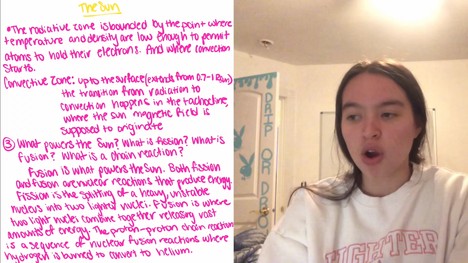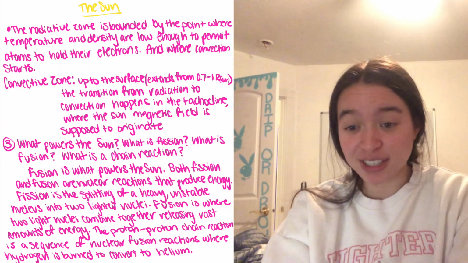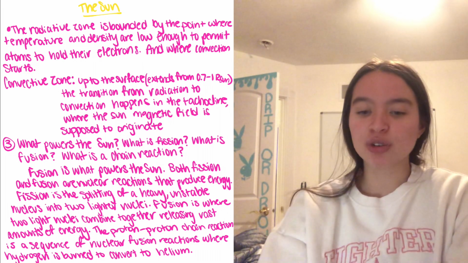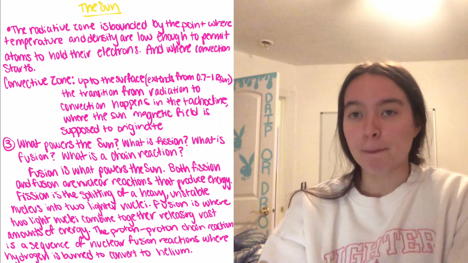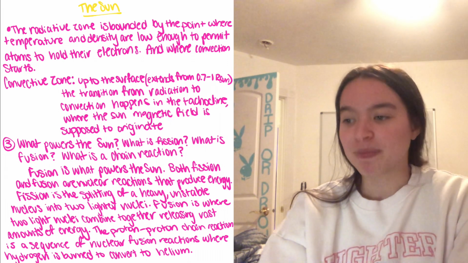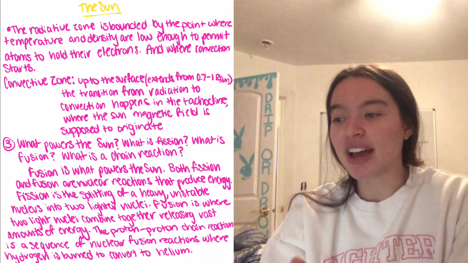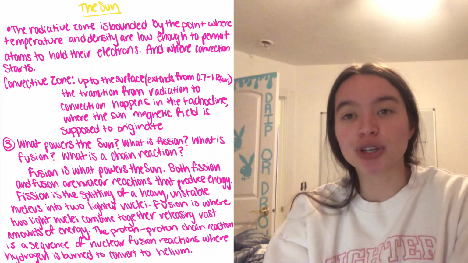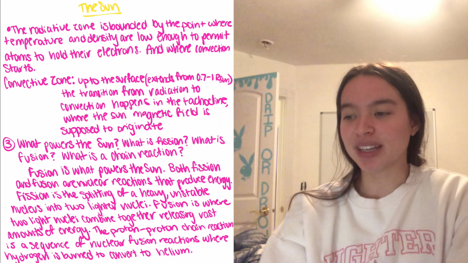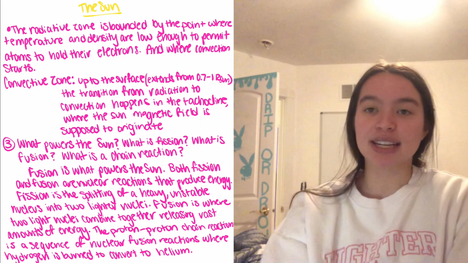Next question. What powers the sun? What is fission? What is fusion? And what is a chain reaction? Fusion is what powers the sun. Both fission and fusion are nuclear reactions that produce energy. Fission is the splitting of a heavy, unstable nucleus into two lighter nuclei. Fusion is where two light nuclei combine together, which releases vast amounts of energy.